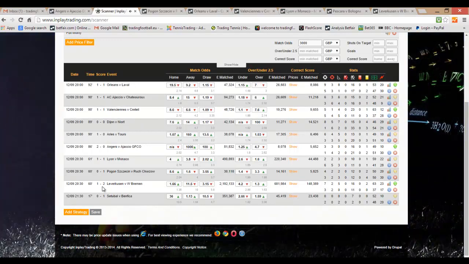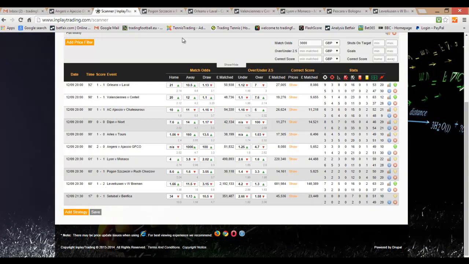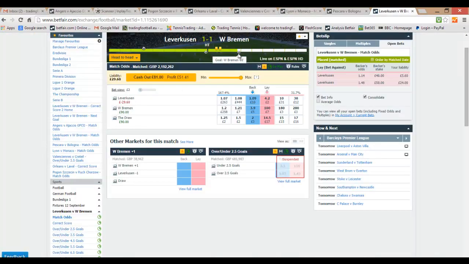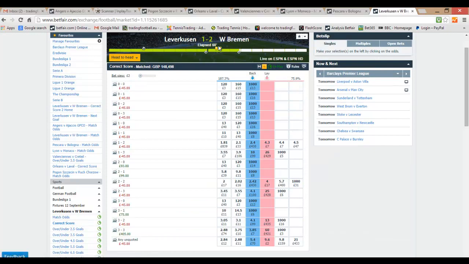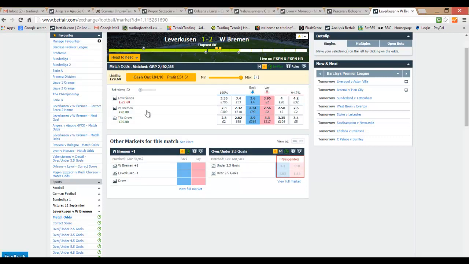And in the 60th minute, quite a surprise, as Bremen take a 2-1 lead. Okay, that additional lay at half time has worked in my favour, so now I've got £90 green Bremen and the draw, and £29 red on Leverkusen. The correct score market in Leverkusen, of course, is now dead, except for the 3-3, and we'll see later on in the game how that really paid dividends.